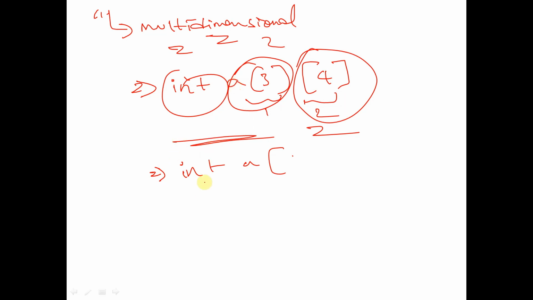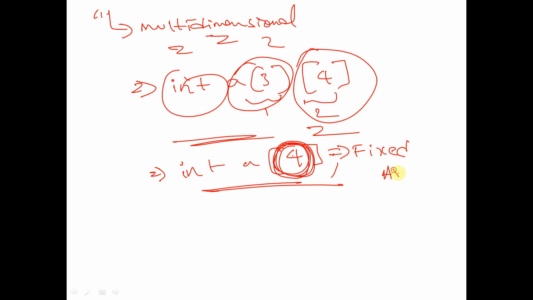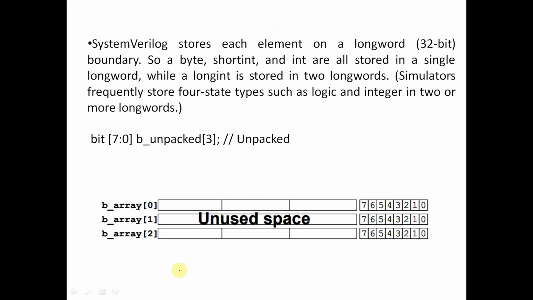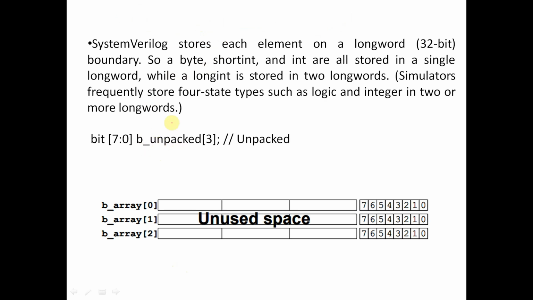So if we have a fixed array, remember this, in the case of a fixed array we are mentioning the size of the array. This is a fixed array, since I'm mentioning the size beforehand. So this is about multi-dimensional arrays, and we have another category called unpacked arrays. Till now we have been discussing unpacked arrays only, but I have not used this term.